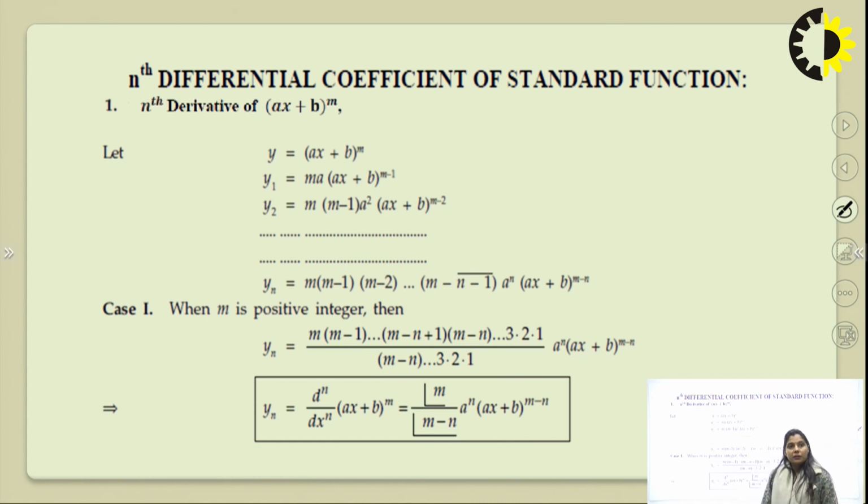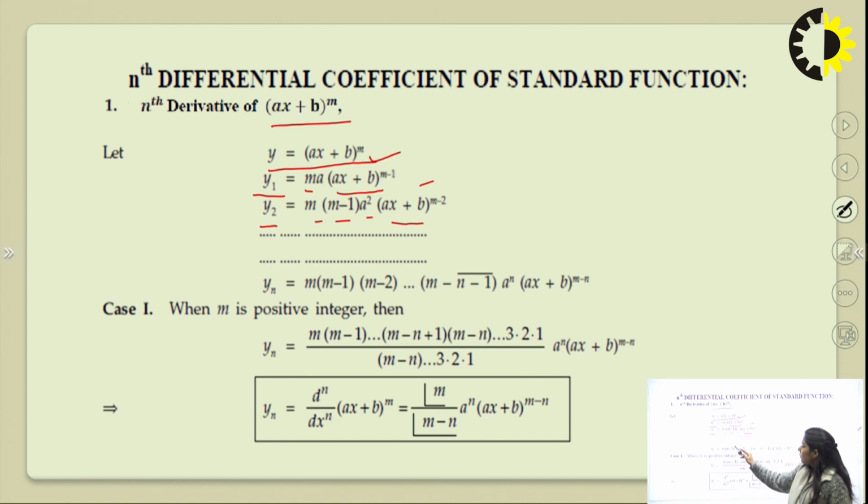Now we will find the nth derivative of some standard functions. The first standard function is (ax plus b) power m. Firstly, we will assume this function is equal to y. Now we will differentiate y with respect to x. So the first derivative of y will be denoted by y1. y1 is equal to, and differentiation of this function with respect to x will be m a (ax plus b) power m minus 1. Now again differentiating y1 with respect to x, y2 is equal to m (m minus 1) a square (ax plus b) power m minus 2.